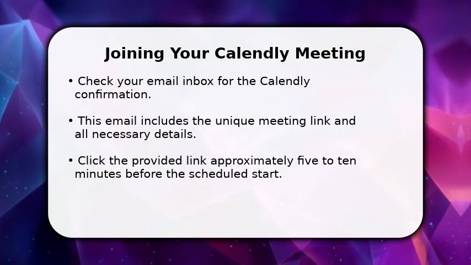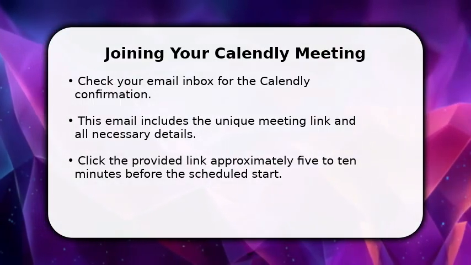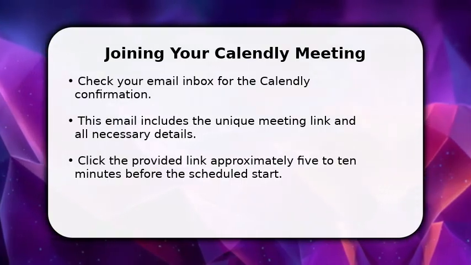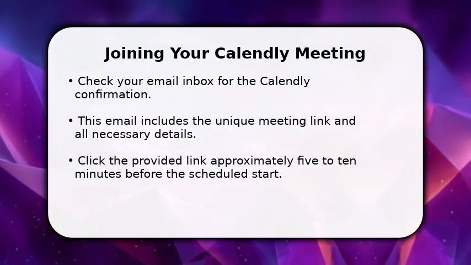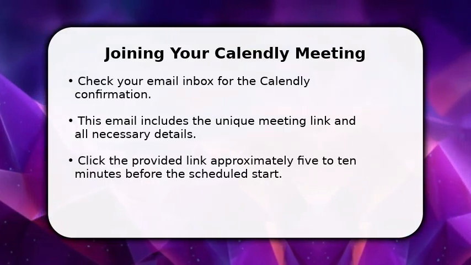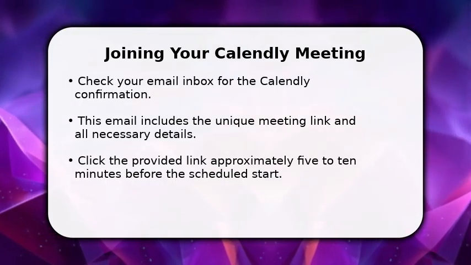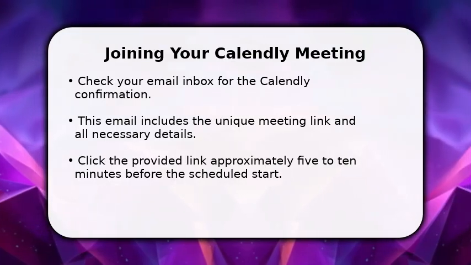First, open your email and locate the confirmation from Calendly. This important email contains all the necessary details, including your unique meeting link. Be sure to click this link about 5 to 10 minutes before your scheduled start time to ensure you are ready and on time for your discussion.